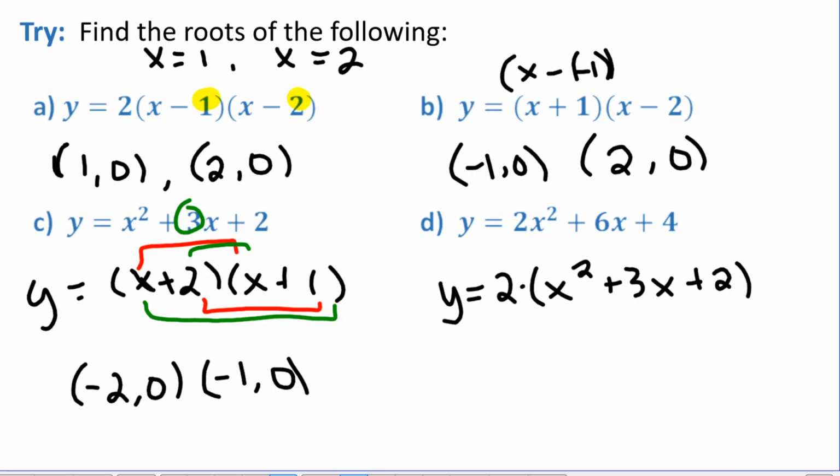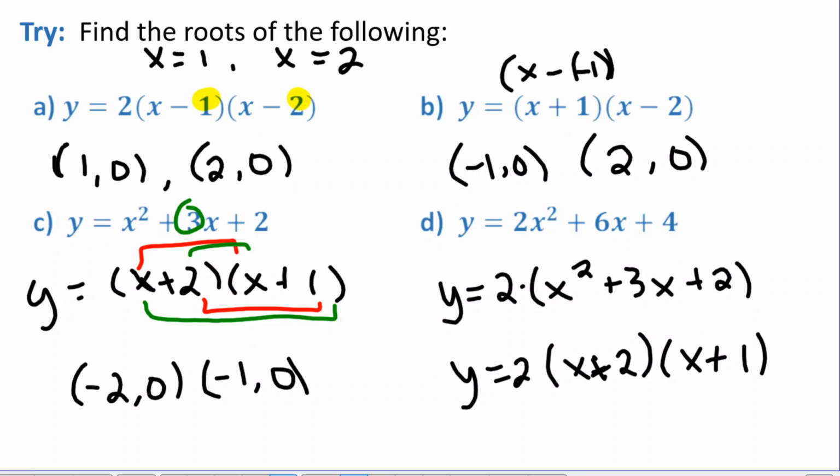Now, this looks like something we've just done. I know that x times x gives me an x squared. I'm going to leave that factor of 2 out front. Everything is still twice as big as it was before. I have an x times an x. I have a 2 times a 1. And they both have to be positive to give me a total of 3 x's in the middle.